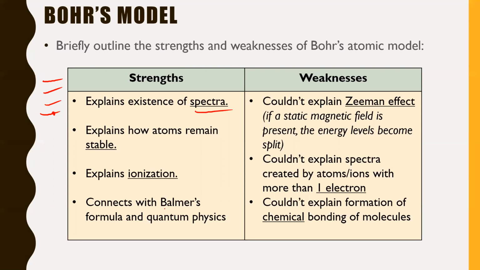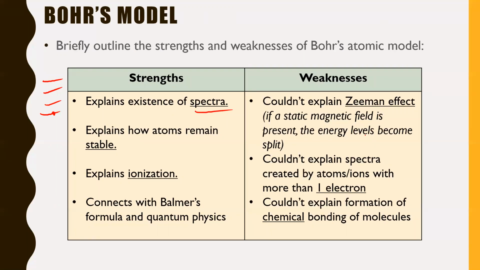Now, some weaknesses is it couldn't explain the Zeeman effect. I'll show you what that is in a second. You don't really need to know that, but it's basically where if you have a static magnetic field, the energy levels start splitting up. Okay, so in other words, your absorption and emission line spectrums also become split up. It gets really weird. Now, it also couldn't explain spectra created by atoms or ions with more than one electron.